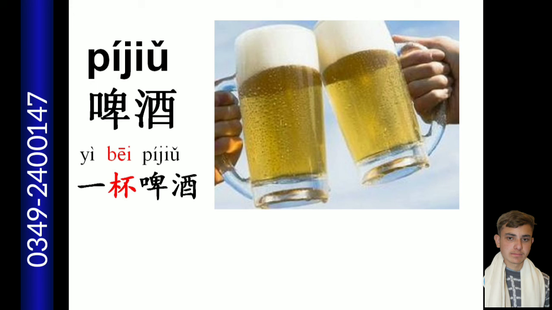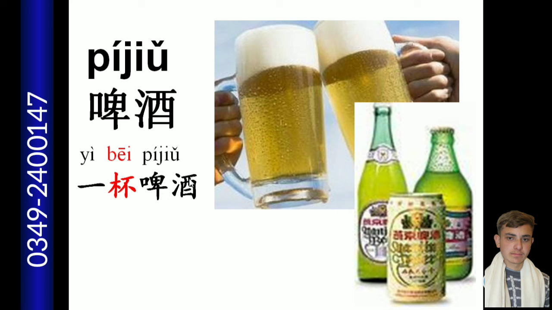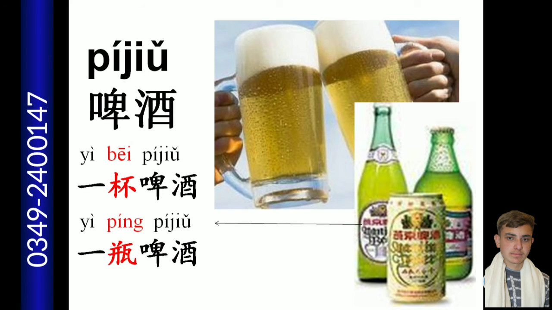So how to say a cup of beer? We will use the measure word 杯. 杯 means cup. So a cup of beer, we say 一杯啤酒. You understand is okay, you don't need to remember. What about this kind of beer? It's a bottle of beer, right? So we say 一瓶啤酒. 瓶, measure word, means bottle. 一瓶啤酒. You understand is okay.